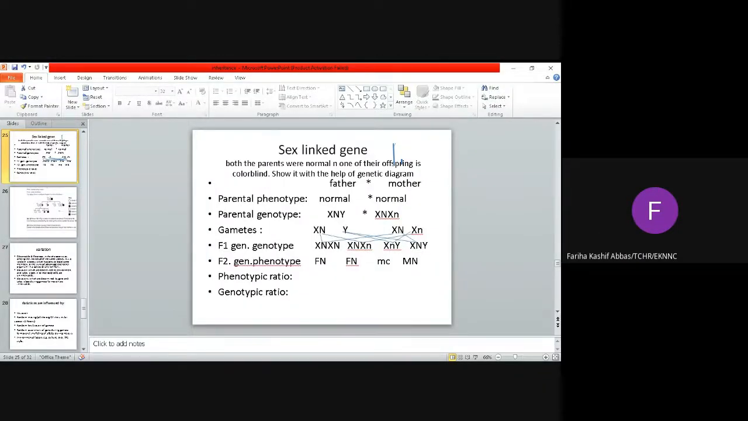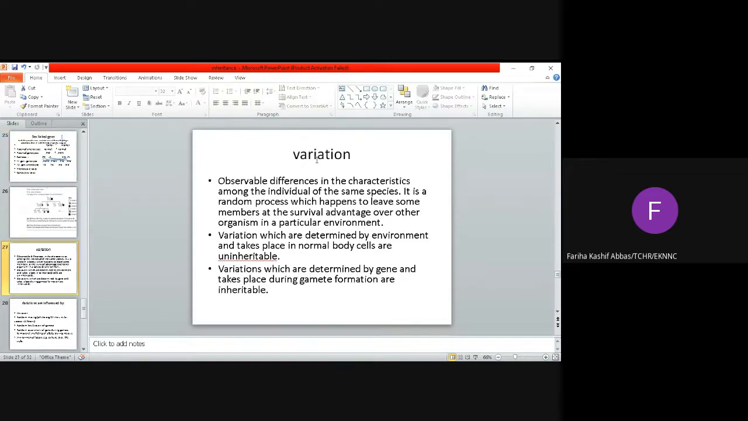Okay. Variation. Today we are going to study about variation. Now, what is the meaning of variation? Variation means observable differences in the characteristics among the individual of the same species.